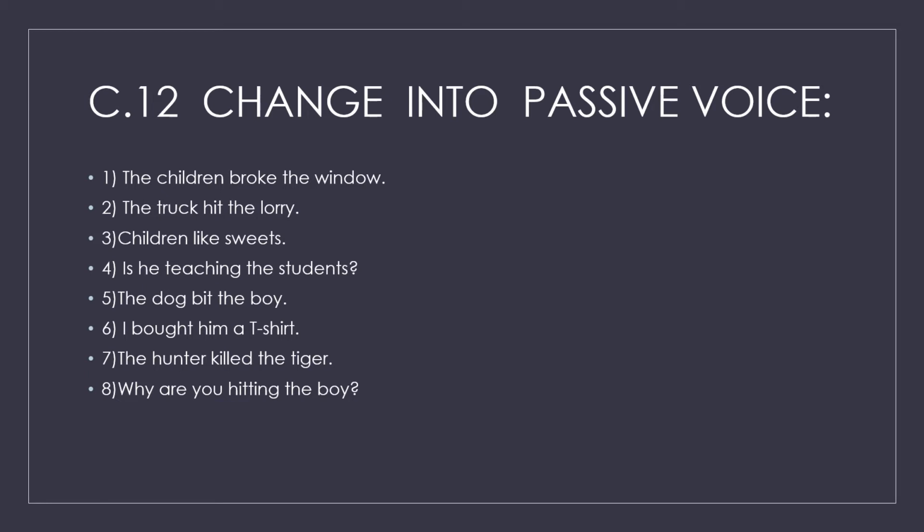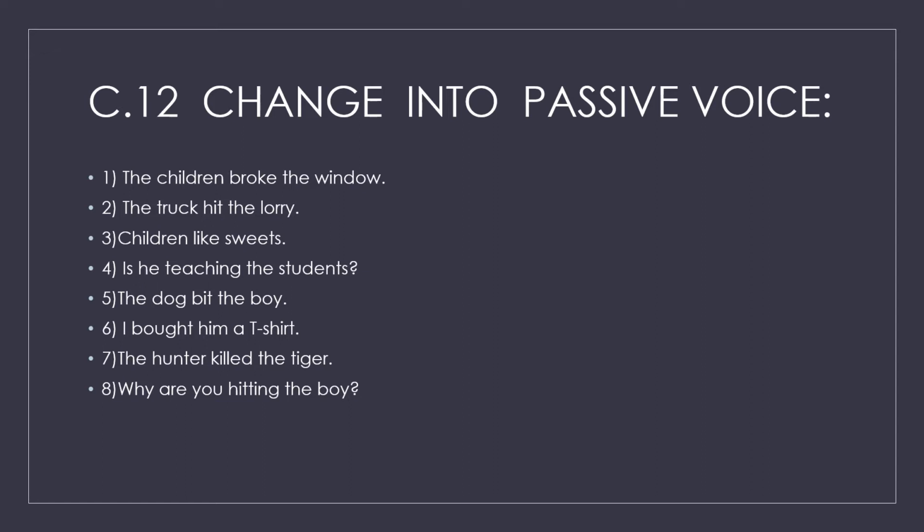Now the fifth one. The dog bit the boy. The dog is the subject, and who is the receiver of the action? The boy. Now the focus has to shift to the boy and a sentence framed. The boy was bitten. Bit is the past tense, so now we have to write was bitten. We use the participle form. So what will be our sentence? The boy was bitten by the dog.